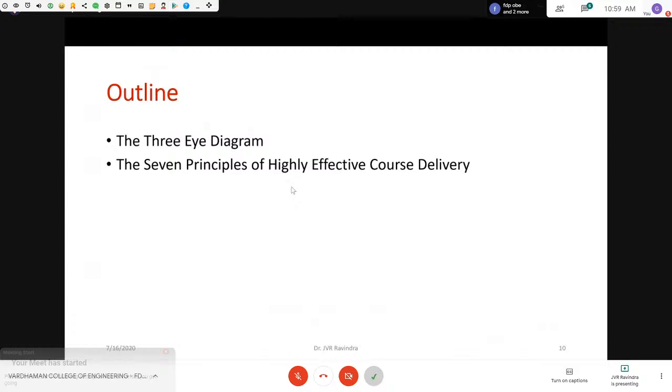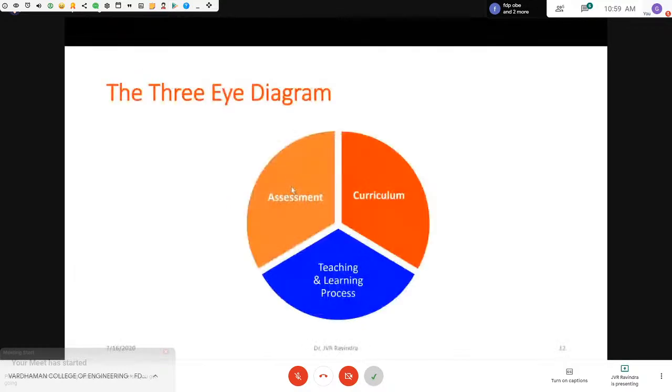Let's concentrate here. So the first one is the three-eye diagram. Nothing to relate it to any traditional thing or religion thing, but this is actually my point, what we have observed. And the second thing is the 7 principles of highly effective course delivery. What are the 7 points that we must have to deliver the course very efficiently and effectively? Okay, so let us start with the three-eye diagram. This is the three-eye diagram, which I would like to explain.